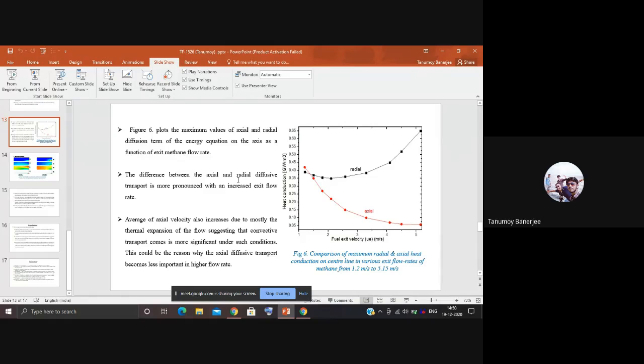If velocity increases, then what happens? So the conclusion is, in the axial direction, the convective transport is getting higher, so the conductive heat transport is getting reduced if we increase the fuel exit velocity. That is the conclusion, and vice versa in the radial direction. As we increase the velocity, the heat conduction is getting increased, and convective heat transport is getting reduced. This will be helpful for space use.